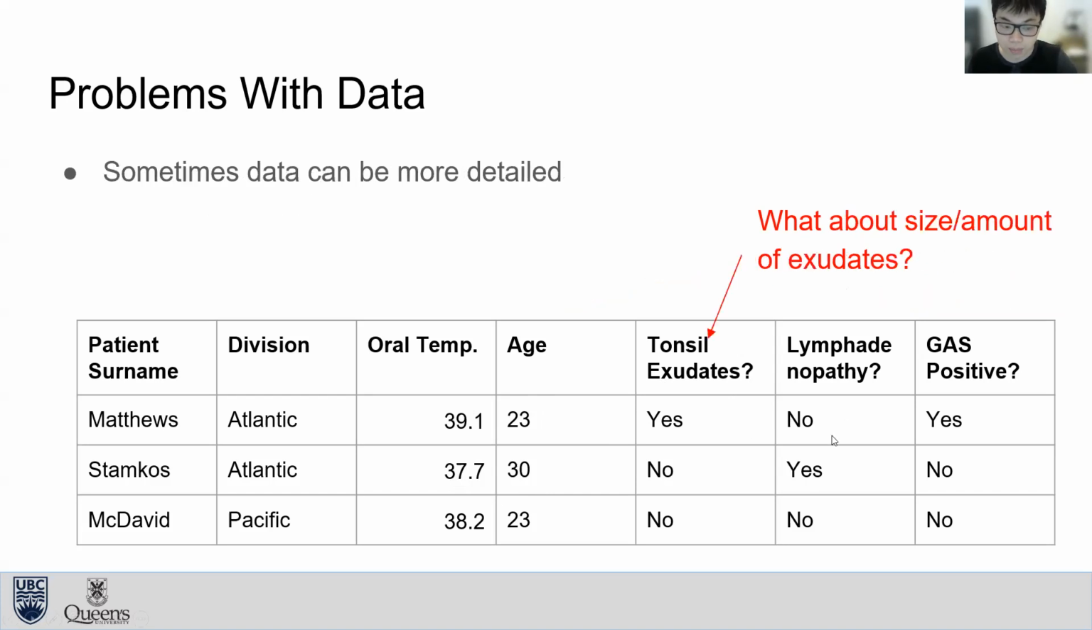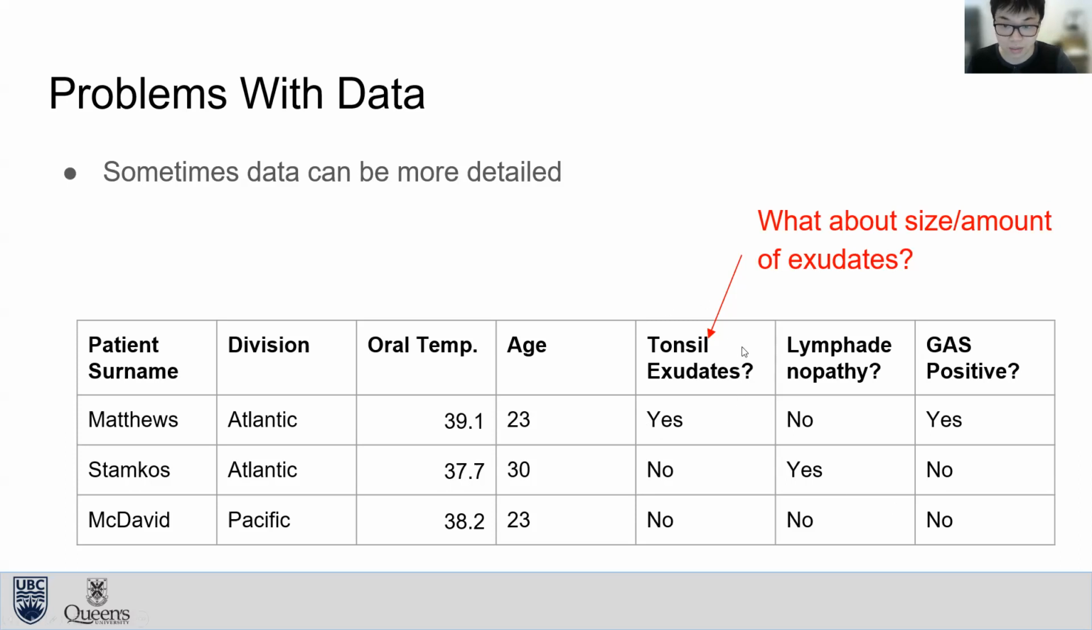So another big problem with data is that sometimes our data is not detailed enough. And this happens a lot with surveys. Surveys are notorious for this. And it's not really the fault of the surveyors. It's because usually social metrics aren't the most exact.